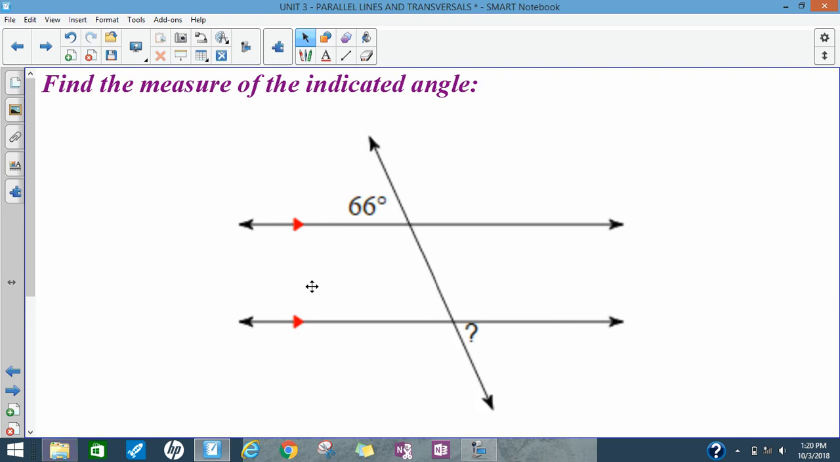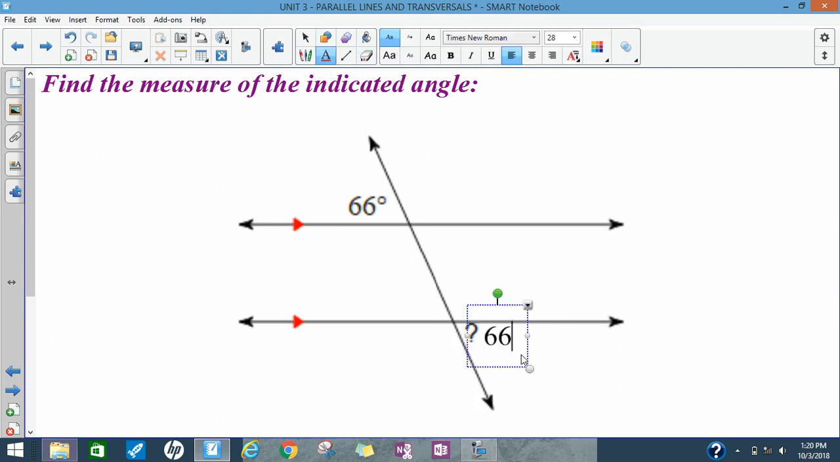So I have two parallel lines based on the red arrows. I have an exterior angle 66 degrees and another exterior angle that's question mark, and they're on alternate sides of the transversal. So these are alternate exterior angles. And so alternate exterior angles are the same. They're congruent. These angles should look like they should be the same, and that's because they are. They're both 66.